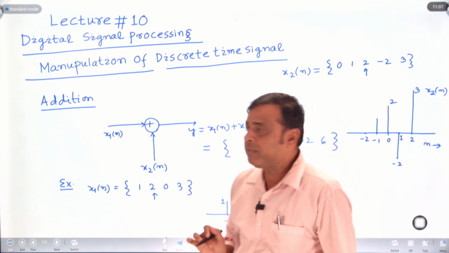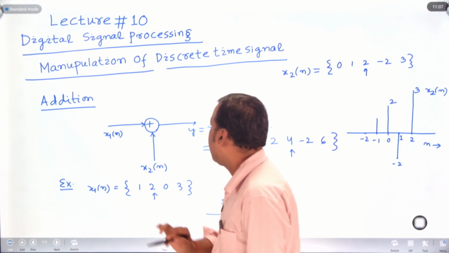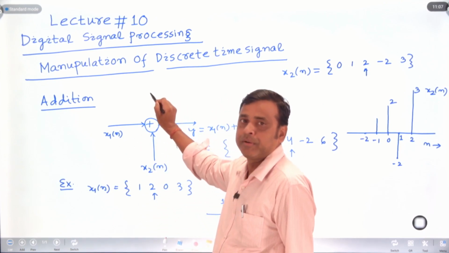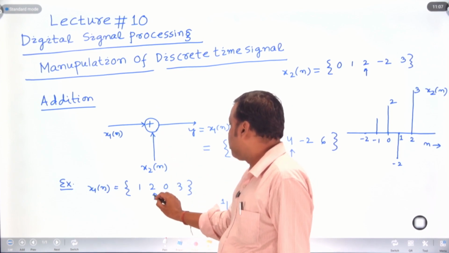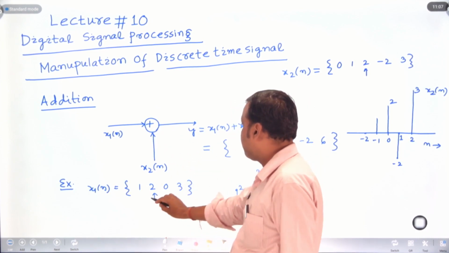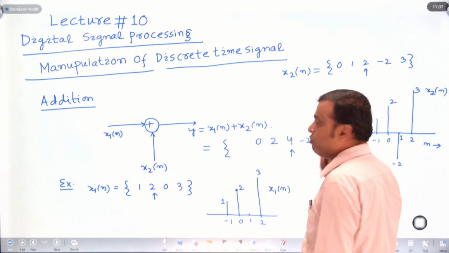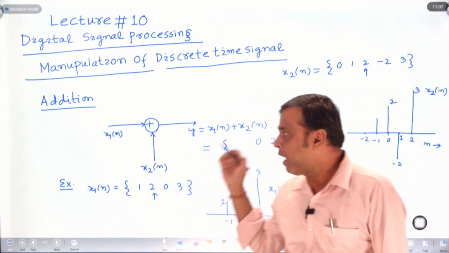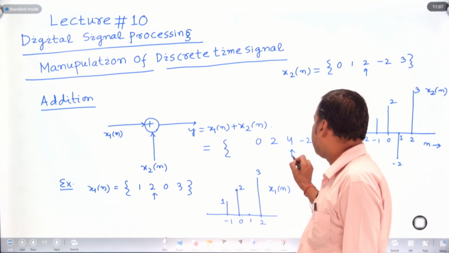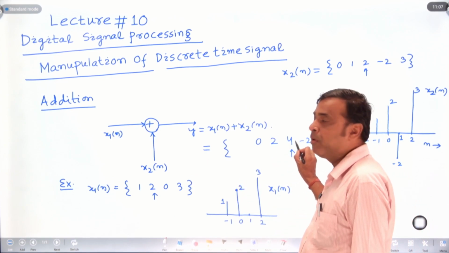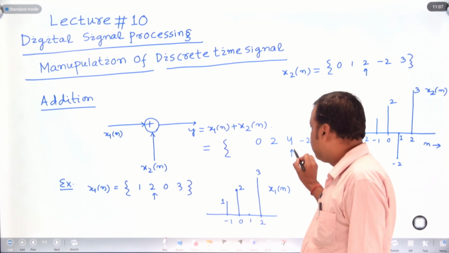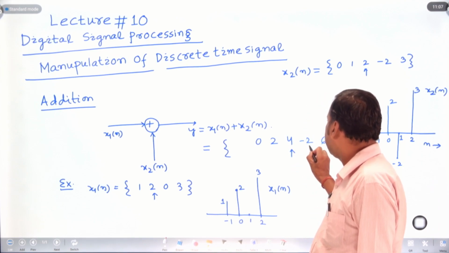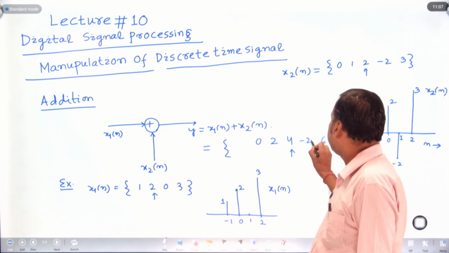Suppose I add another discrete signal x3 of n, then the result will be x1 of n plus x2 of n plus x3 of n. You have to look at n equal to 0 for x1 of n, for x2 of n, and for x3 of n, and add all these values. The resulting value for n equal to 0 is x1 of 0 plus x2 of 0 plus x3 of 0. This arrow mark indicates x1 of 0 plus x2 of 0. This arrow mark indicates n equal to 1, x1 of 1 plus x2 of 1.